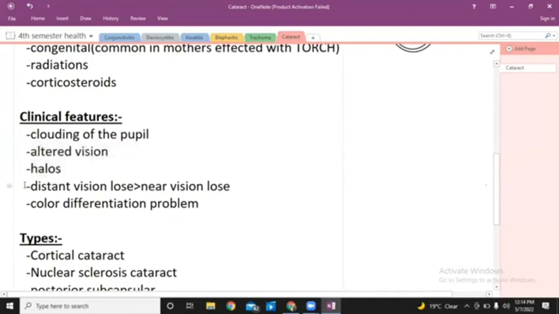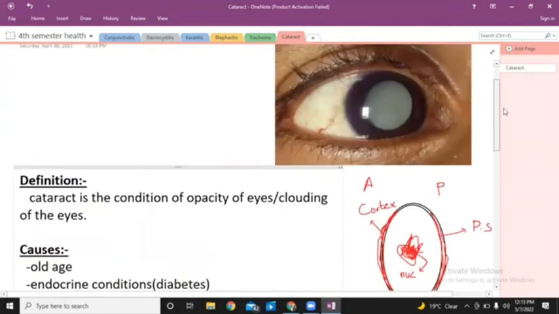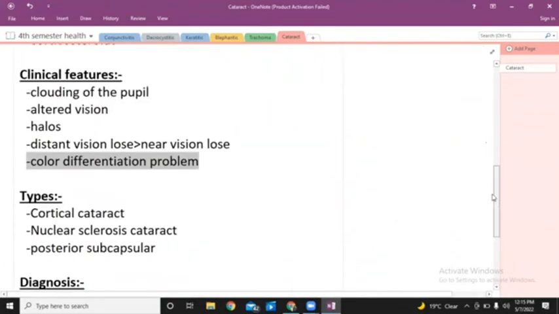After that, the patient can complain about vision loss. Distance vision loss will be more than the near vision loss. He will have more distant vision loss. He can also complain about a color differentiation problem. Obviously, when there is clouding in front of your eyes, you cannot see things very clearly, so it can be difficult to differentiate between red and blue and yellow and orange colors and things like that. So a color differentiation problem will be there. These will be the clinical features in the patient.